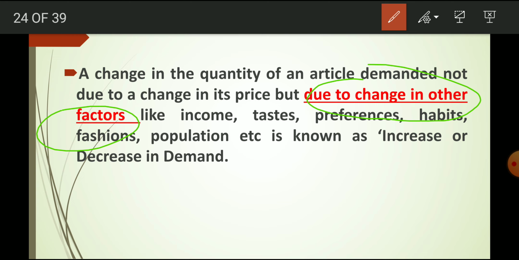Increase and decrease in demand is only due to change in other factors. Other factors like income of the consumer, taste and preference of the consumer, habits, fashions, size of population, known as increase or decrease in the demand.